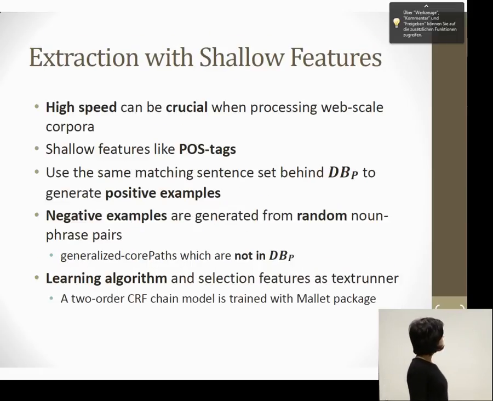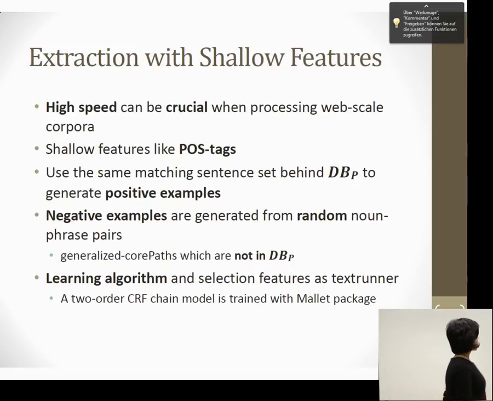So here we have shallow features because in parser mode we reach a high performance, but the problem is with speed. If we need higher speed for web-scale corpora, we come up with shallow features like POS tags.